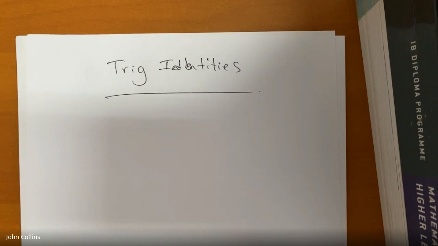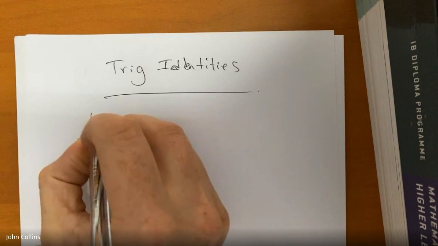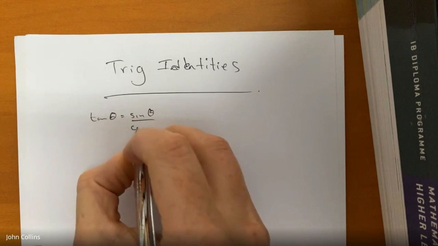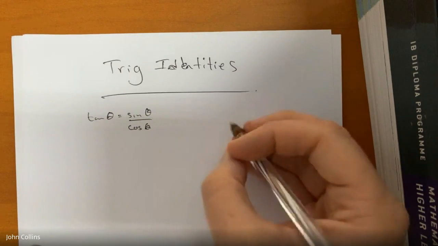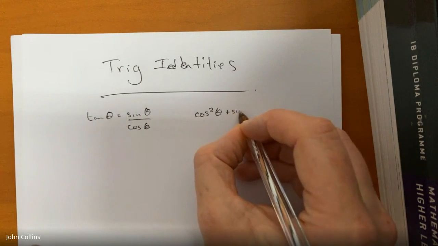So your formula booklet is your friend. In your formula booklet, there are many trig identities. This one is in there, but you obviously know it. One of the main first ones is called the Pythagorean identity, which is this one.